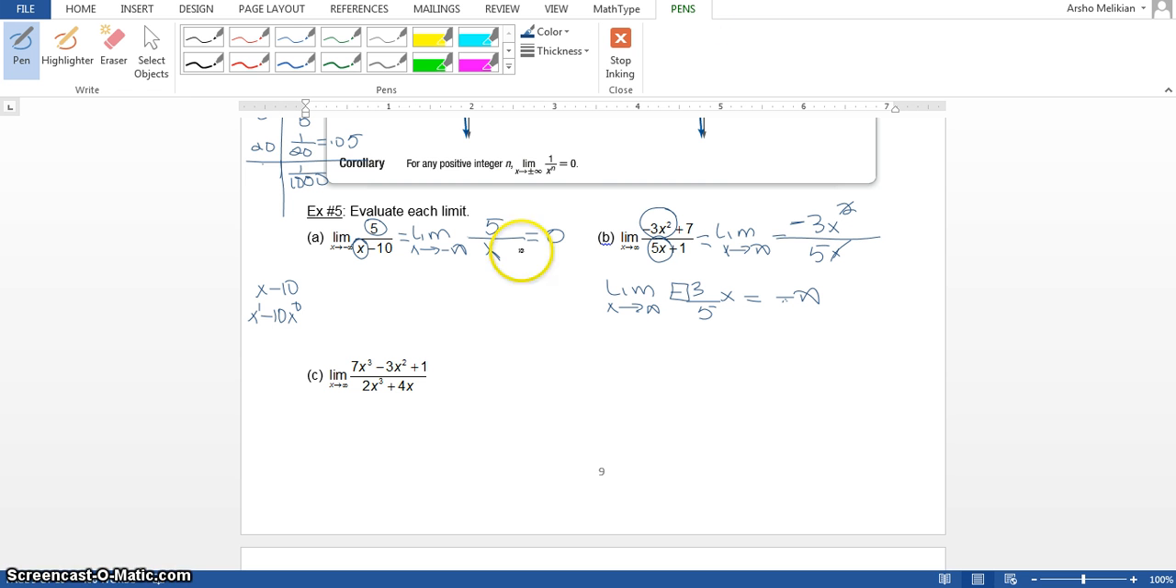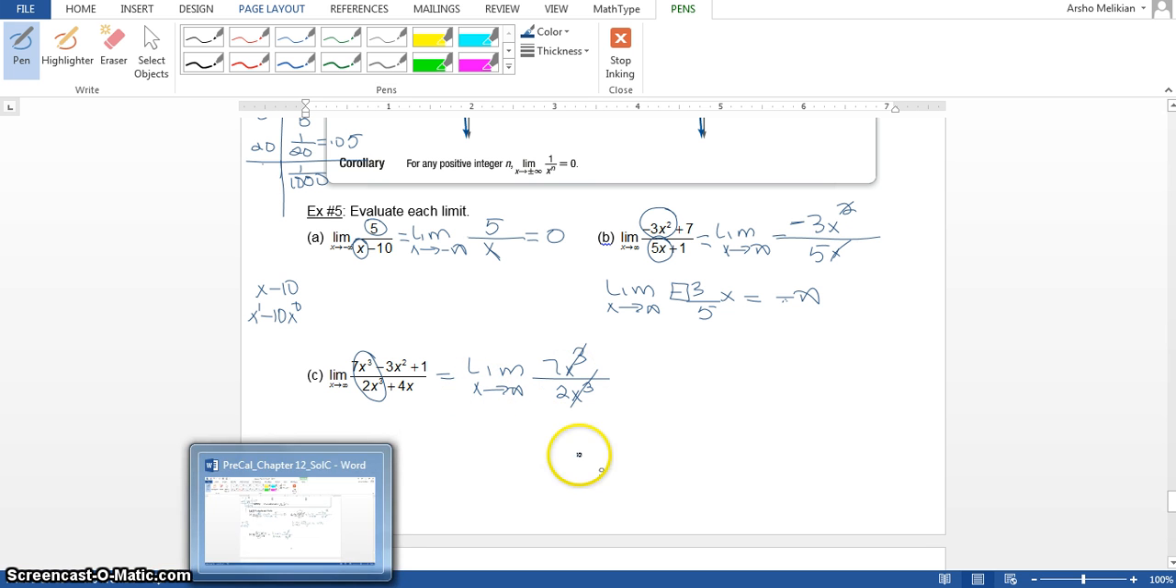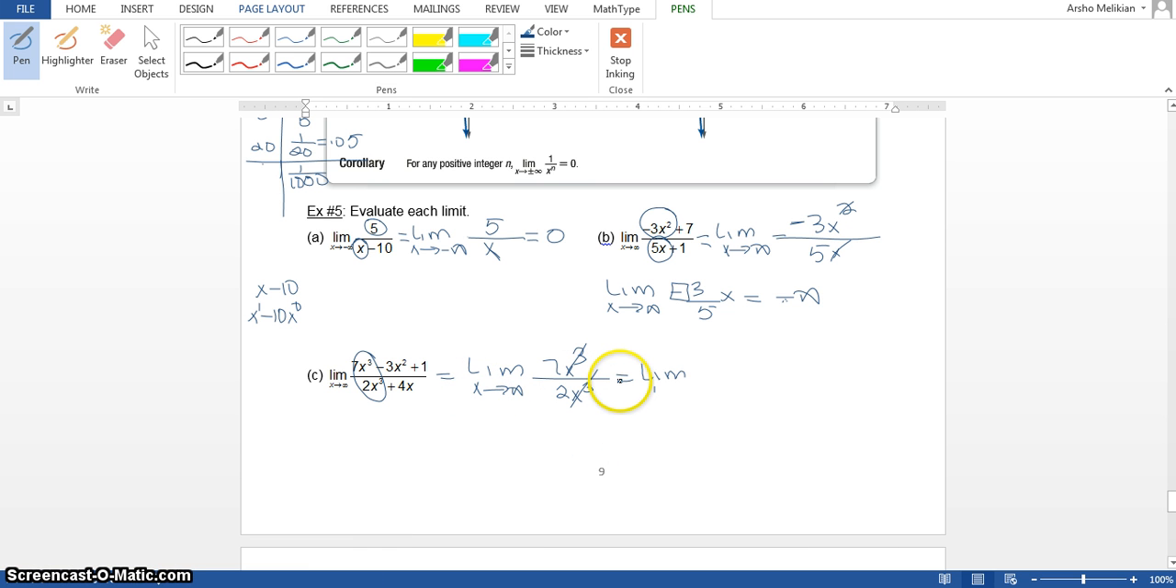Why don't we keep the x on top? Wouldn't that make a difference? We're going to take the highest terms again. So this is going to be the limit as x approaches infinity of 7x cubed over 2x cubed. The x cubes cancel completely. So this is the limit as x approaches infinity of 7 over 2. Which is just 7 over 2. So is the answer just 7 over 2? Right. The answer is 7 over 2.